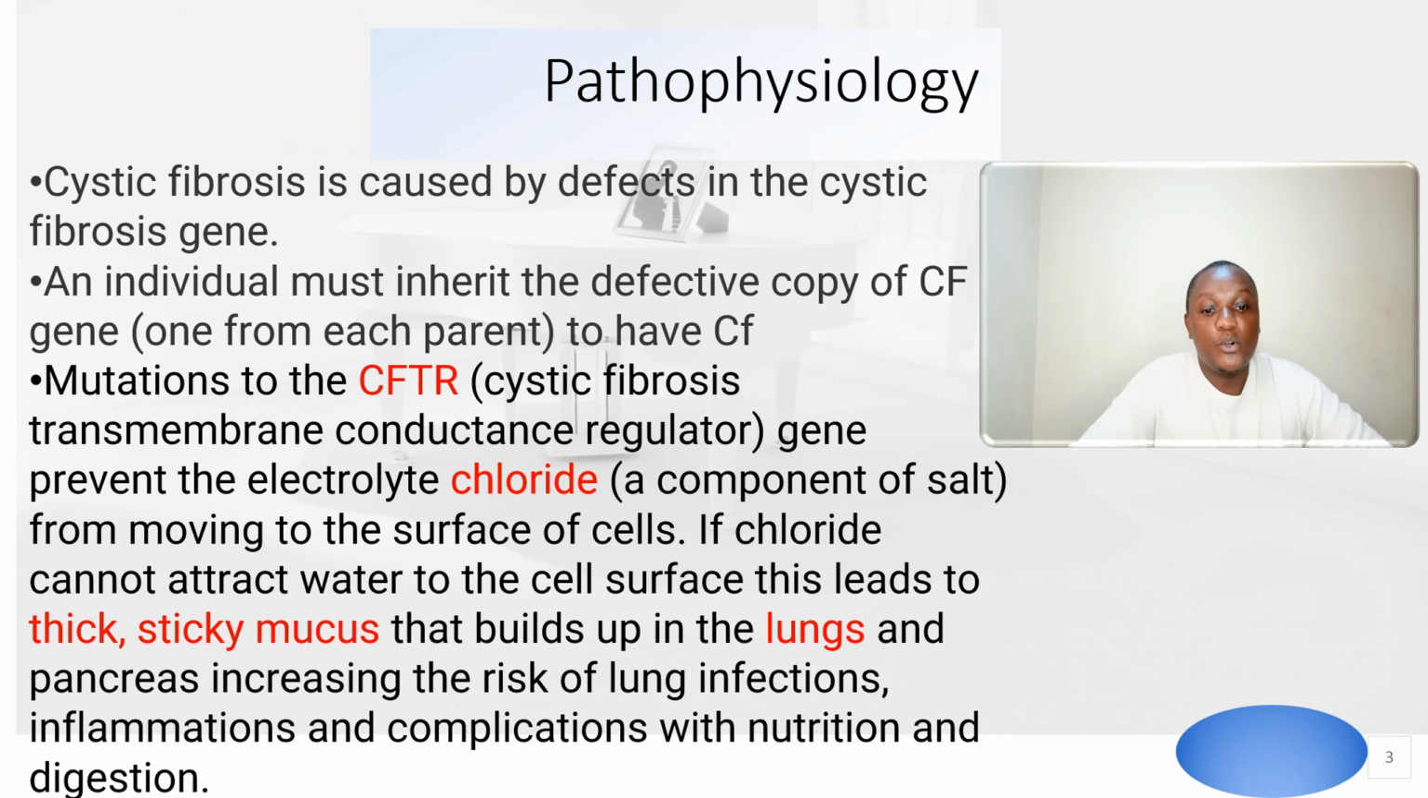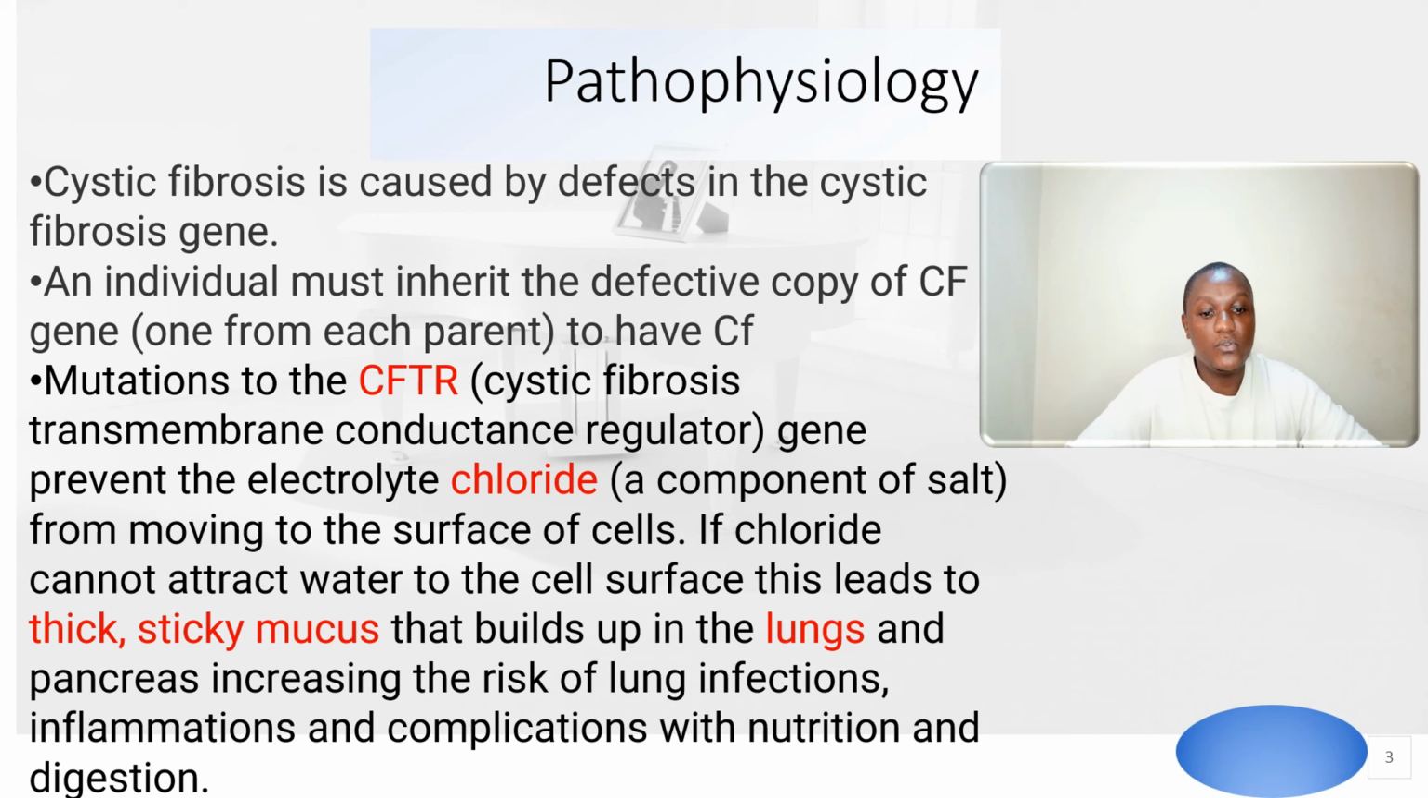So cystic fibrosis is caused by defects in the cystic fibrosis gene, and an individual must inherit the defective copy of the cystic fibrosis gene, one from each parent, to have cystic fibrosis. We are saying it is a recessive autosomal disorder, and one must acquire one defective copy of the cystic fibrosis gene from each parent for you to have cystic fibrosis.